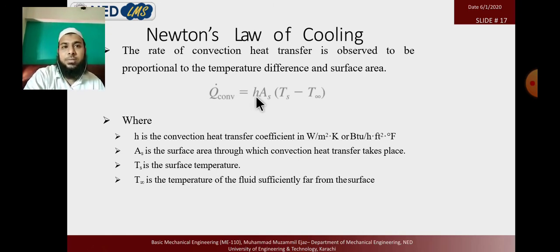But in forced convection, we can have a very high velocity by some external force, so we can have a higher value. And the greater the temperature difference, the greater the heat transfer.